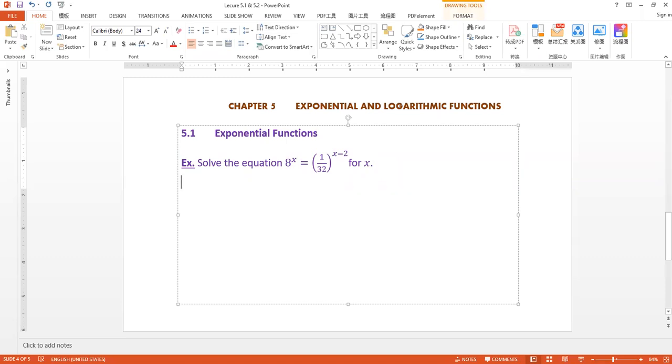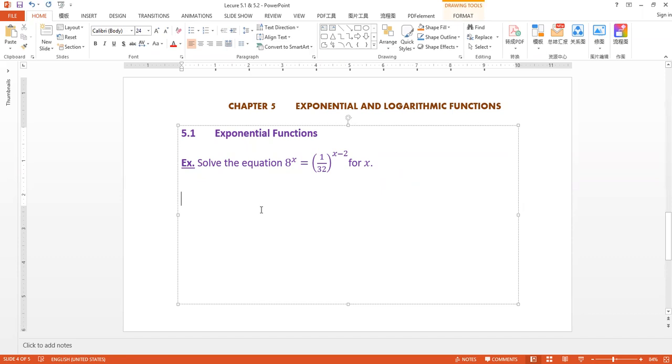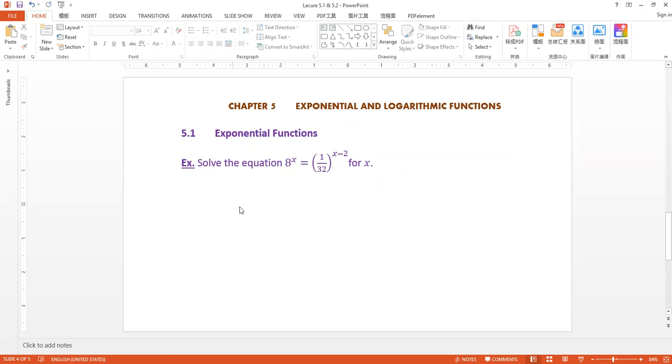Hello. We're going to work through some examples in 5.1, 5.2 today. 5.1 is on exponential functions. So we just want to solve an exponential equation.